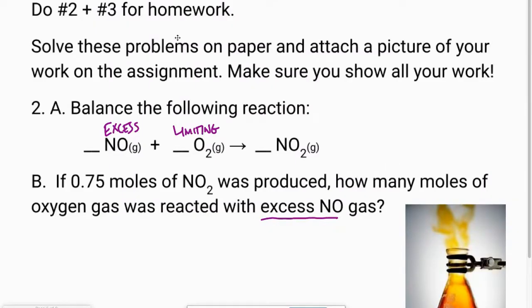Now for homework, you should solve number 2 and 3 on paper. Make sure you show all of your work. Take a picture of it when you're finished and attach it to the Google Classroom assignment. In this question, the excess is identified for you. The NO is the excess, which means that the O2 is the limiting reactant. Pause the video here and do this problem.